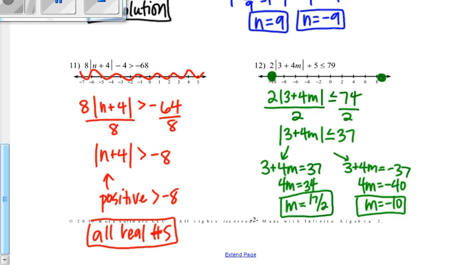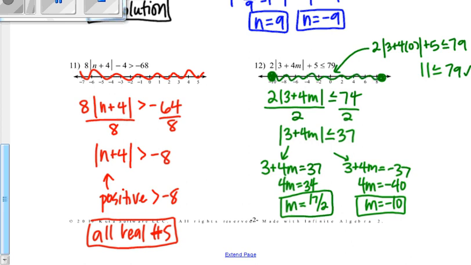And then we're going to test a value, and you guys know by now I'm going to test at 0. So I'm plugging that into the original inequality, hoping I don't run out of room here. I'm good. Okay, so then if I simplify this, that's going to be 2 times 3, which is 6, plus 5, which is 11. 11 is less than or equal to 79. That's a true statement, so I'm going to shade in between because 0 is in between those values.